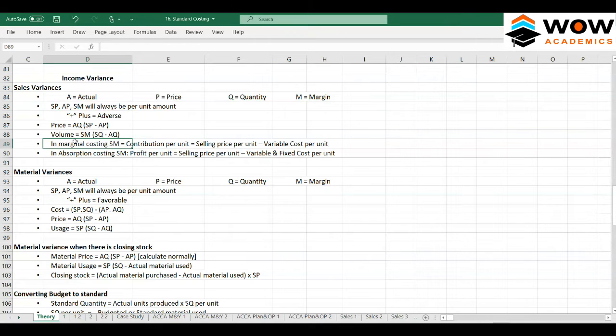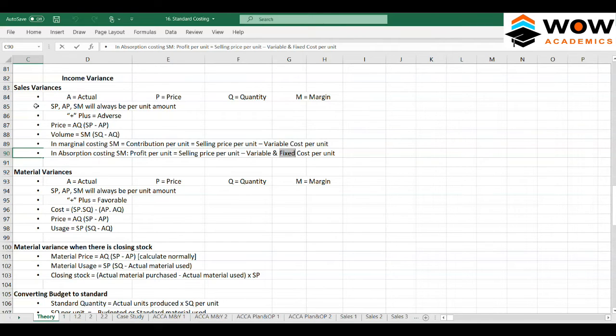What we want here is standard, so SM refers to standard. If we are going to work out marginal costing, all these numbers are standard numbers only. It's not about actual numbers, it's all standard. So contribution per unit equals selling price per unit minus variable cost per unit. If the question tells you that the variance is absorption costing based, then the SM becomes profit per unit, which is equal to selling price per unit minus variable cost plus fixed cost. Both you have to take into account.